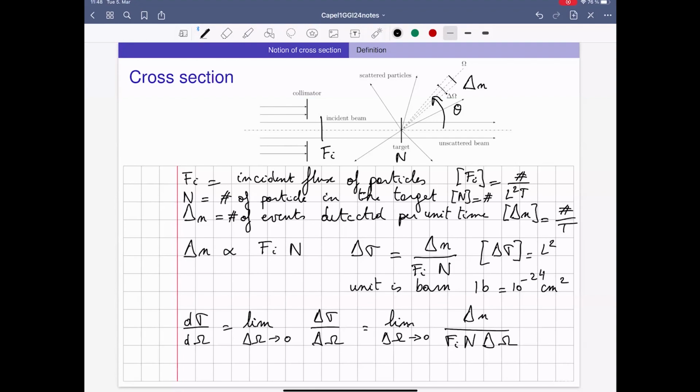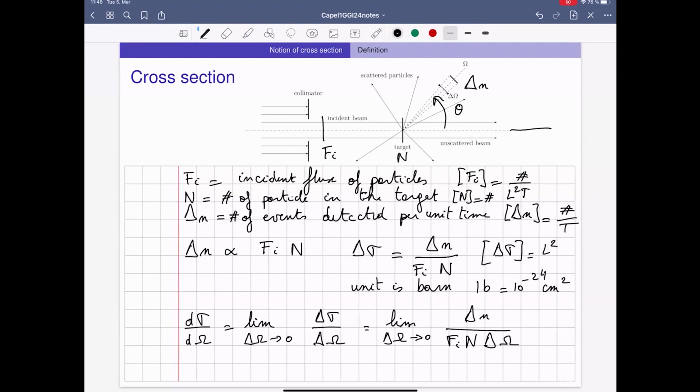Just one last thing: if you assume that this is in the z direction, then in most cases you have an invariance with omega, and therefore your cross section actually depends only on the colatitude theta, not on the azimuthal angle. So you have an invariance with regards to phi.